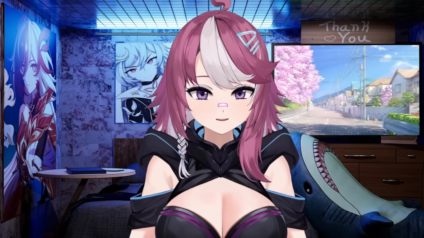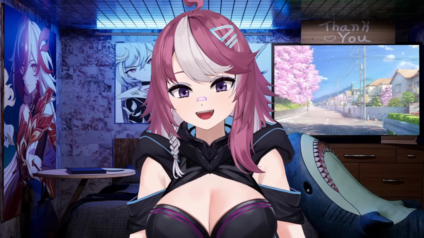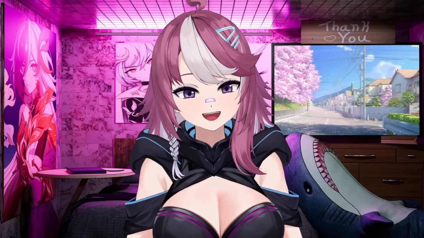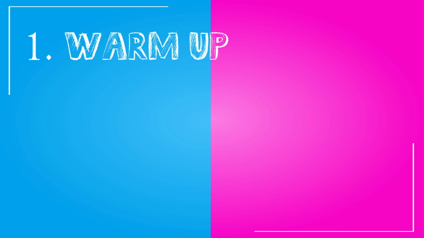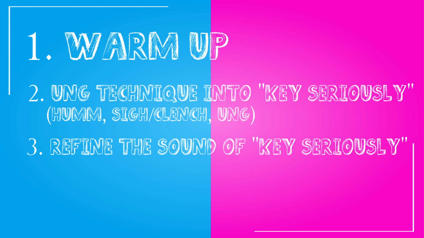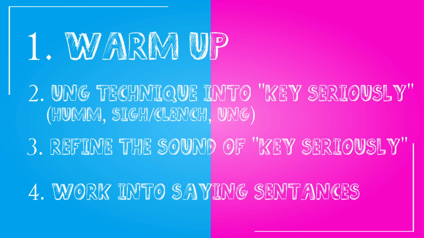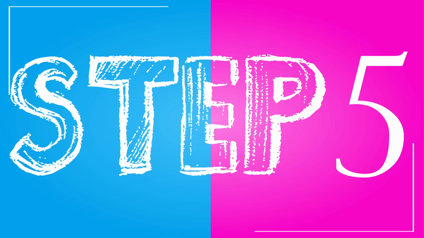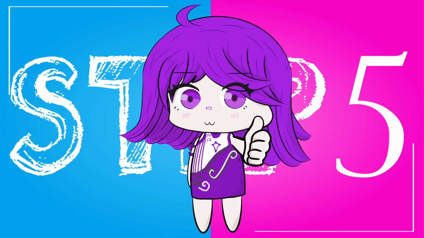This will help ease your muscles into sessions, but also help refine the tools you need to have an effective session of practice. Your practice sessions should look like this. First, start with a warm-up exercise. Second, use the technique with the key seriously phrase. Third, try to refine the sound of this phrase. Fourth, use this framework to work into saying longer sentences over time. Step 5, when you're confident about saying longer sentences, try to do so while imitating another female's voice.